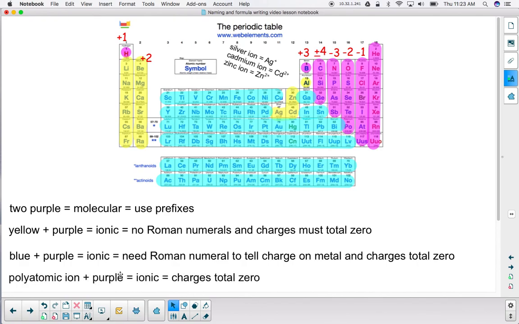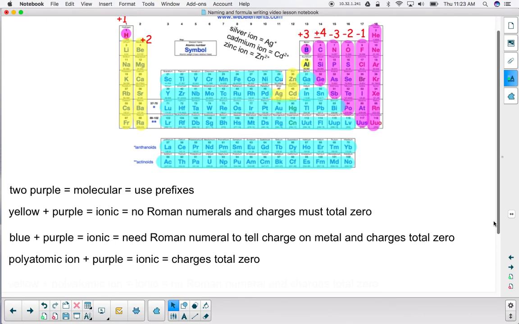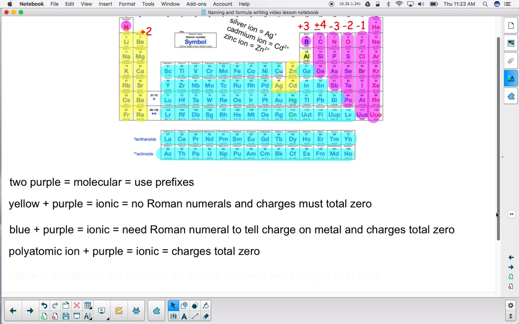Our next category is a polyatomic ion with a purple element. The only polyatomic ion that can get together with a purple element is ammonium, NH4 positive, because it's the only positive polyatomic ion. But when ammonium gets together with a nonmetal, it makes an ionic compound, and we again have to follow the rules that the charges are going to add up to 0.